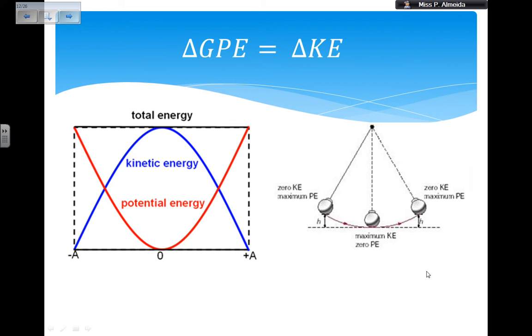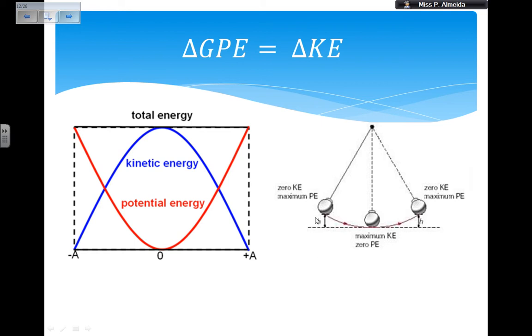So this is in ideal conditions. My kinetic energy, as it increases, for example, in this example, my potential energy decreases. But if I add the two energies together, they always give me the same number. So the total energy of the system is always the same.